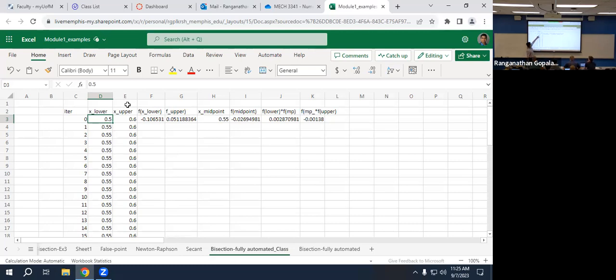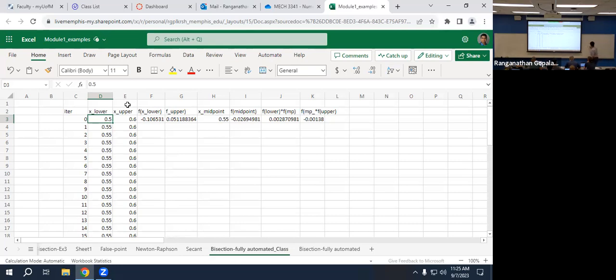So how do you figure out, if you have to automate it, you can't sit there and make decisions. How do you automate the decision process? You calculate the value of the function at the lower and the value of the function at the upper. And if they are of opposite signs, how do you detect that? How can you write a statement that says the values of the functions are of opposite signs? Whether the product is positive or negative.